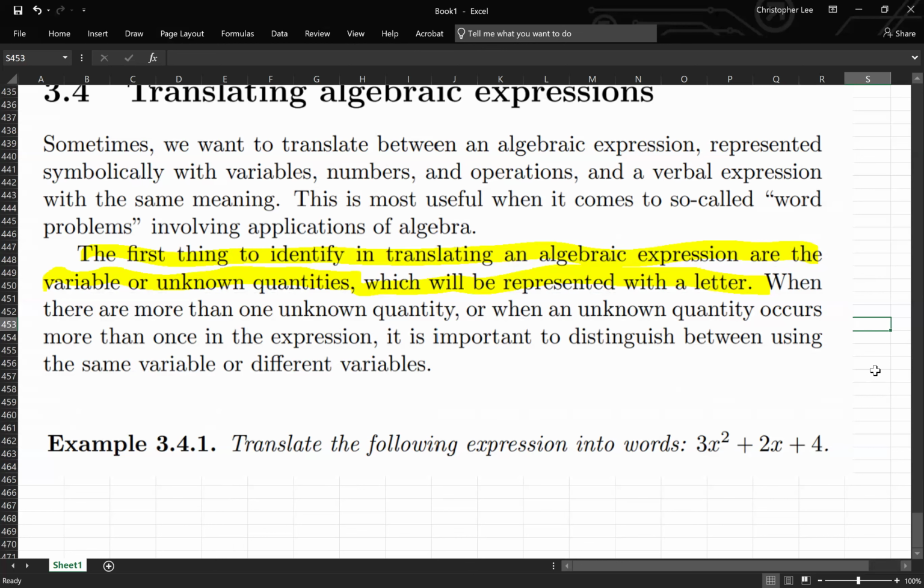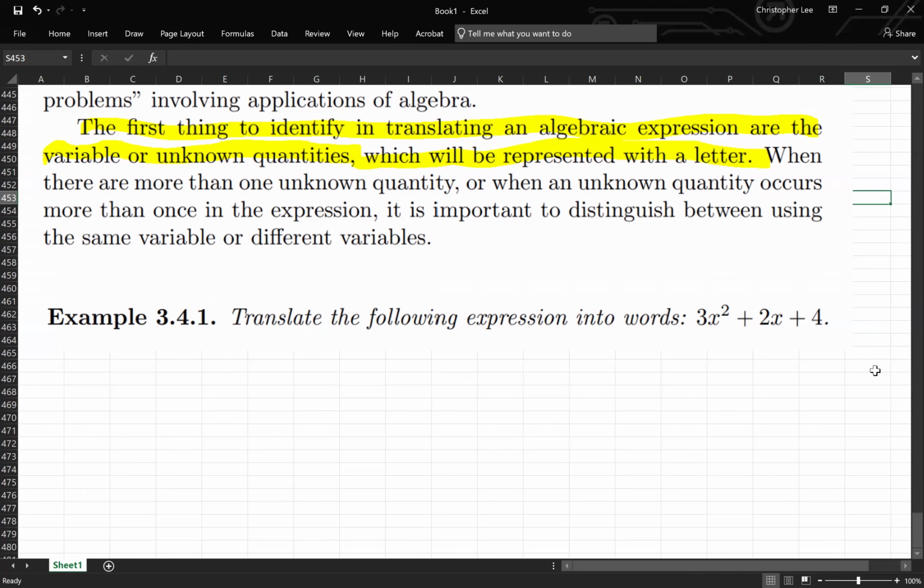The first thing to identify in translating an algebraic expression are the variables or unknown quantities, which will be represented with a letter. When there is more than one unknown quantity, or when an unknown quantity occurs more than once in the expression, it is important to distinguish between using the same variable or different variables. Let's look at this example. Translate the following expression into words.